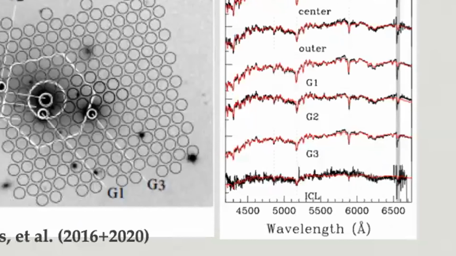So what we do is we add up the light from all of these fibers in different regions surrounding the core of the brightest cluster galaxy, and then we model these spectra in order to find the best fit of age and metallicity in 23 local systems.